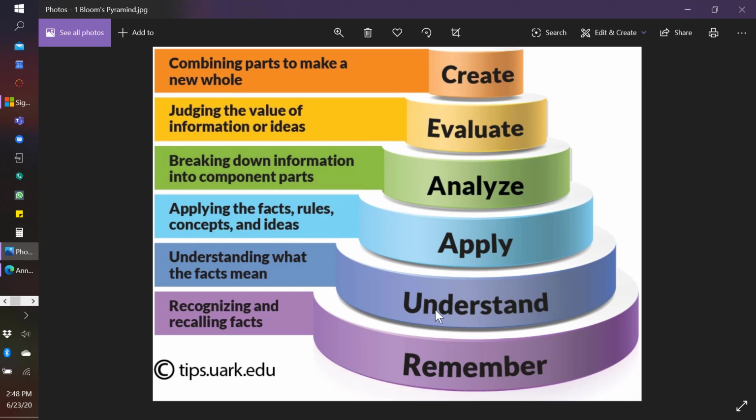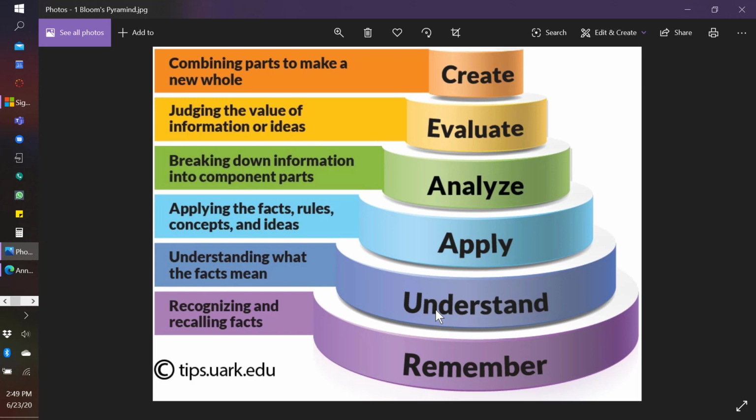Understand is our second level. If you understand information, that means not only can you remember it, but now you can put it in your own words. You can paraphrase it. You can state it in words that you would use. You could summarize it. Okay, so I'm going beyond remembering when I understand. I'm not just repeating what I've heard. That would be remembering. If I understand something, that means I can restate it in the way I would restate it. I can paraphrase it. I can explain it. Okay?